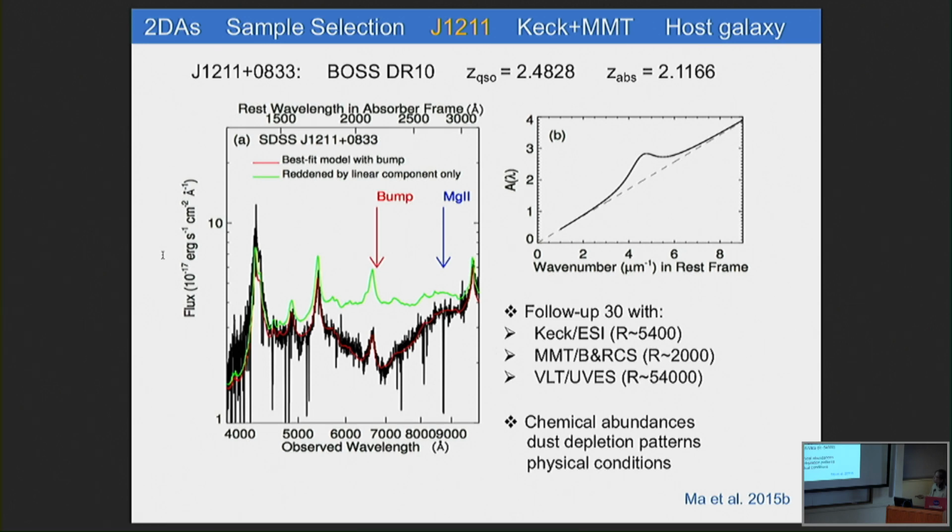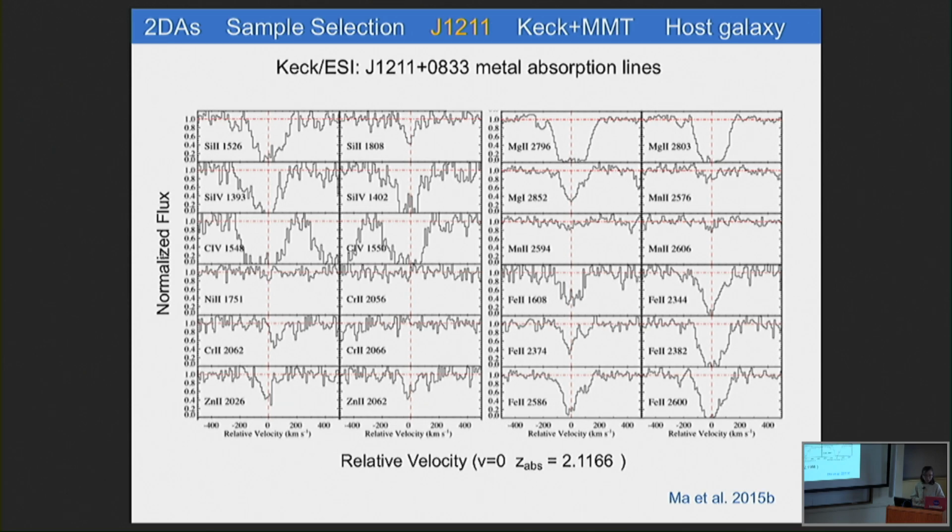This is an example of a very strong Milky Way type bump. Here's a bump, and here's a strong magnesium II doublet. J1211, this one's at redshift 2.1. And here's a derived extinction curve. So in the Keck ESI spectrum, we detected a lot of metal absorption lines, mostly low ionization lines like silicon II, iron II, or zinc II.